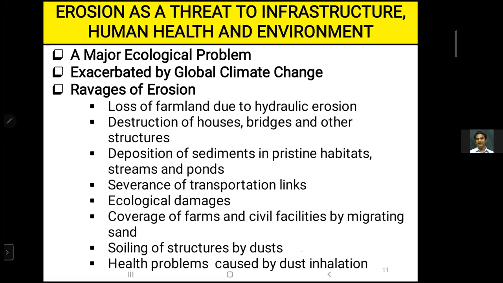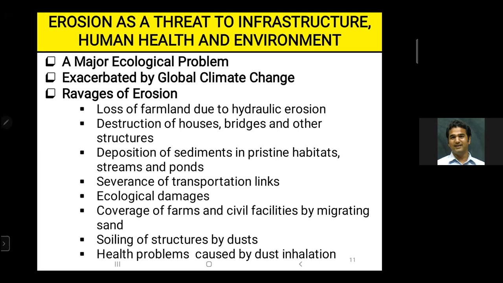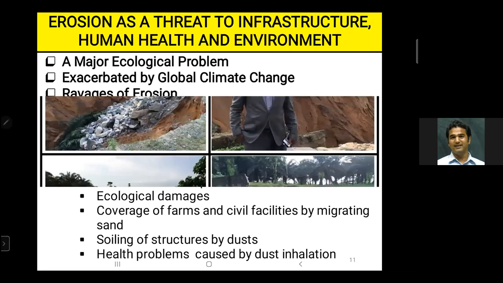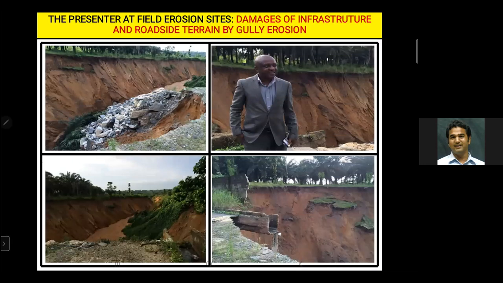Severance of transportation links, ecological damages, coverage of farms and civil facilities by migrating sand, especially in the outlying areas that are deserts. Wind erosion will be a factor and will result in the migration of dunes and the deposition of dust in many places. Soiling of structures by dust again, and of course, health problems caused by dust inhalation. During the past 2 to 3 decades, there have been many physical, chemical, and health-related models that show that as you inhale a lot of dust, there are all kinds of ailments, asthma, and many others that could result.